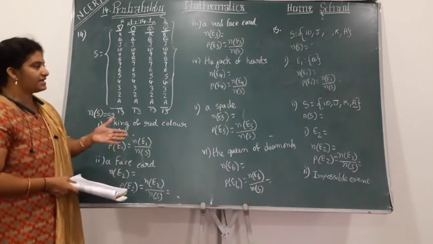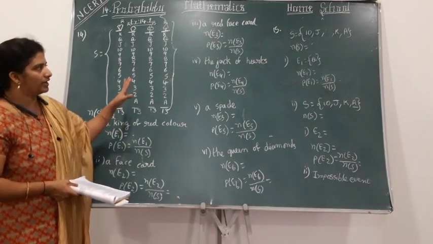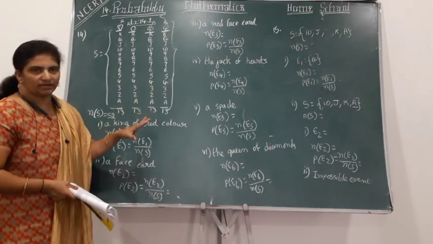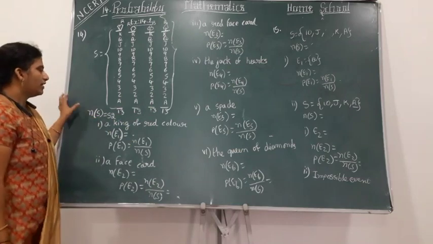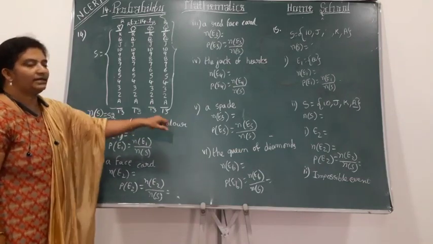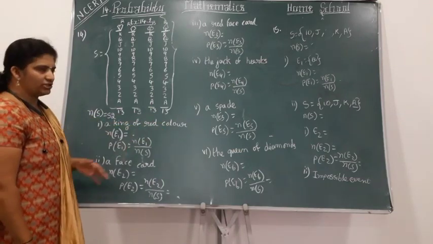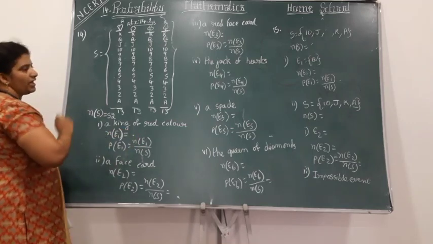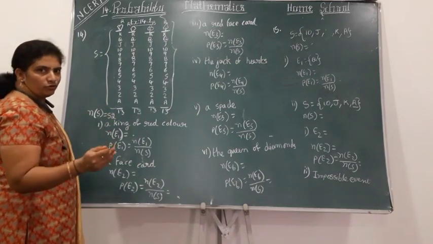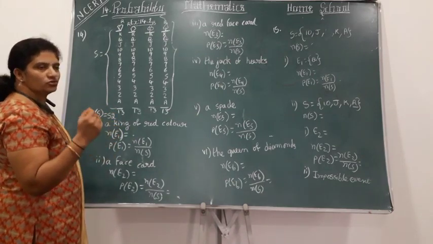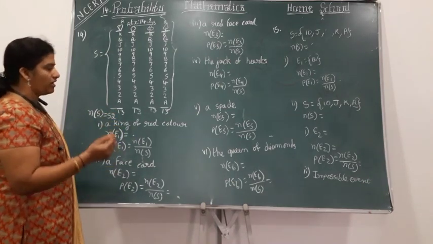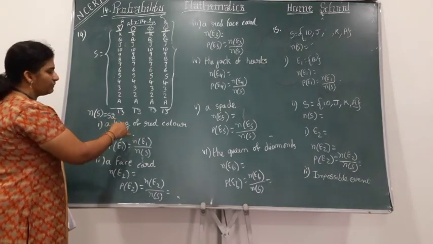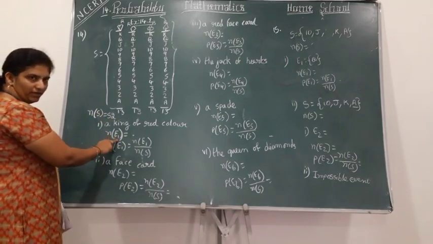So let's start, the same thing we answered on the board. I have already done some rough work on the board. It makes it very easy to complete the problem. So now, a king of red color. Same question, let's answer here. A king of red color. I have already told you every event in a question we can denote with the letter A, B, C or E1, E2, E3, E4. However you want, you can consider. So let me start my first question with E1.